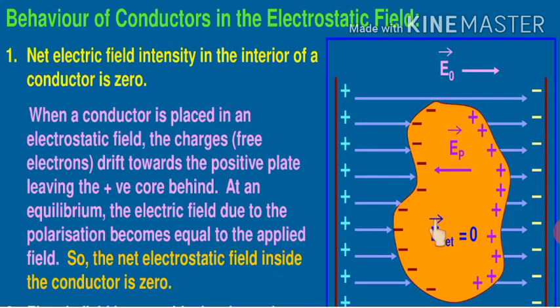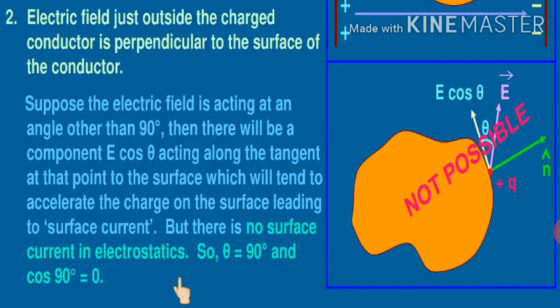So this is the first property, which says that the net electric field intensity in the interior of a conductor is 0. No electric field is there inside the conductor if it is placed in an external electric field. That's why it is written over here: when a conductor is placed in an electrostatic field, the free electrons drift towards the positive plate, leaving the positive core behind. At equilibrium, the electric field due to the polarization becomes equal to the applied field, so the net electrostatic field inside the conductor is 0. I hope this property is clear.